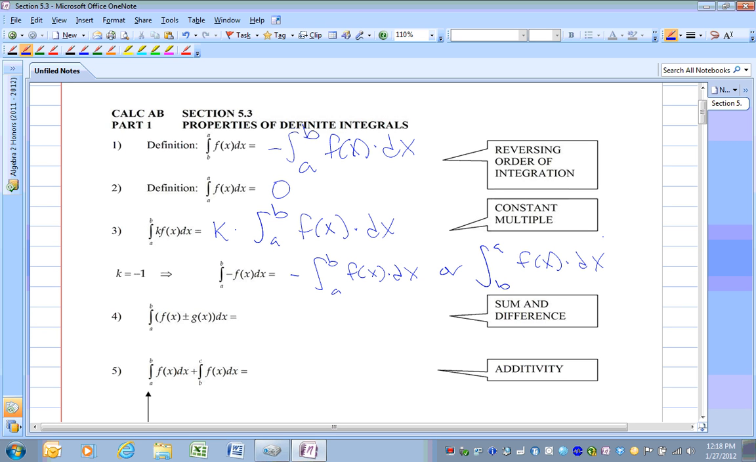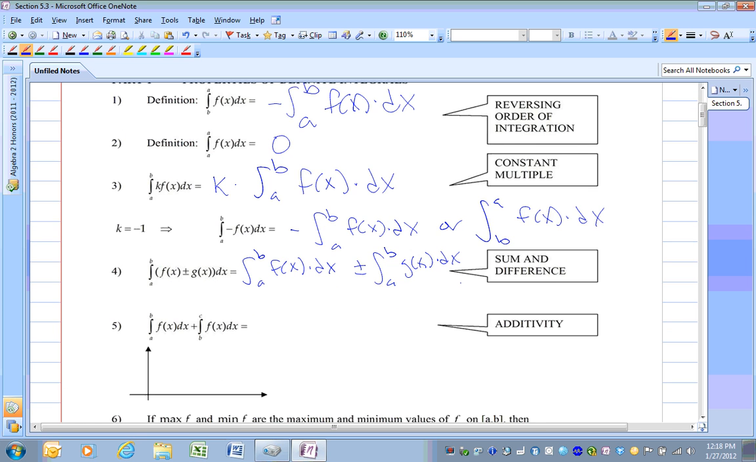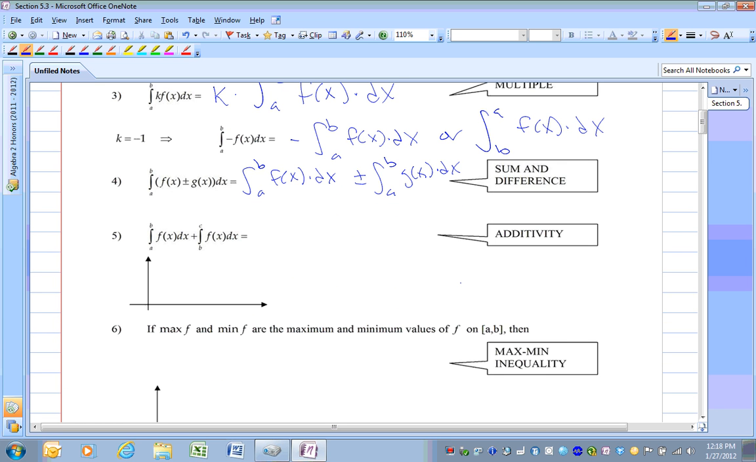If you have two functions being added or subtracted to each other, you're integrating that combination. This actually will be helpful for stuff we'll do later in this chapter. You can separate them, exactly. So we can do that, plus or minus. Okay.